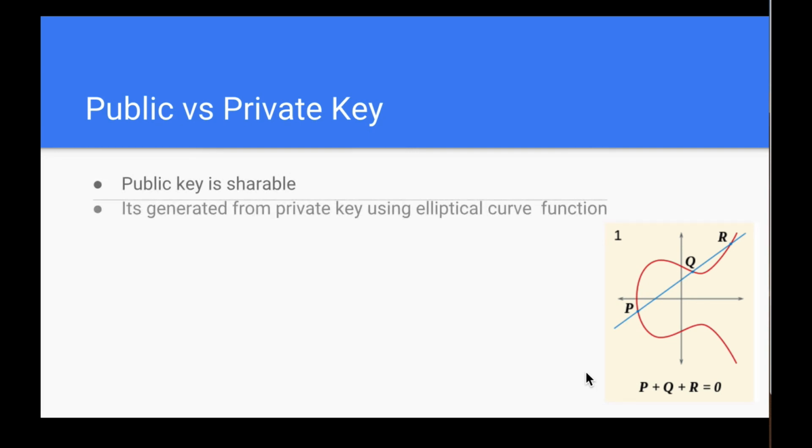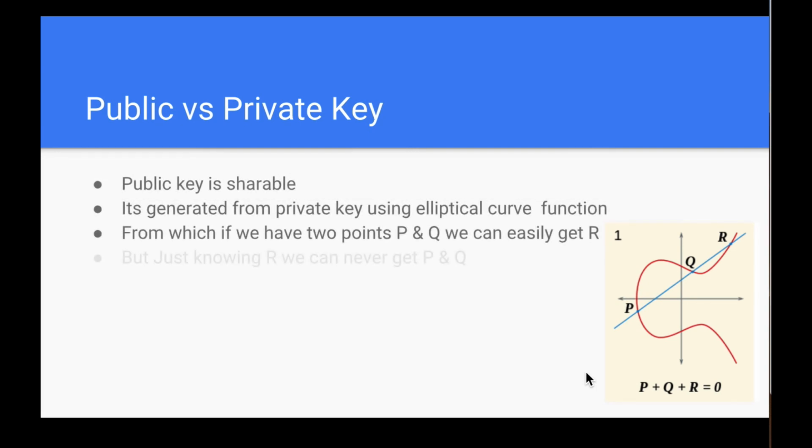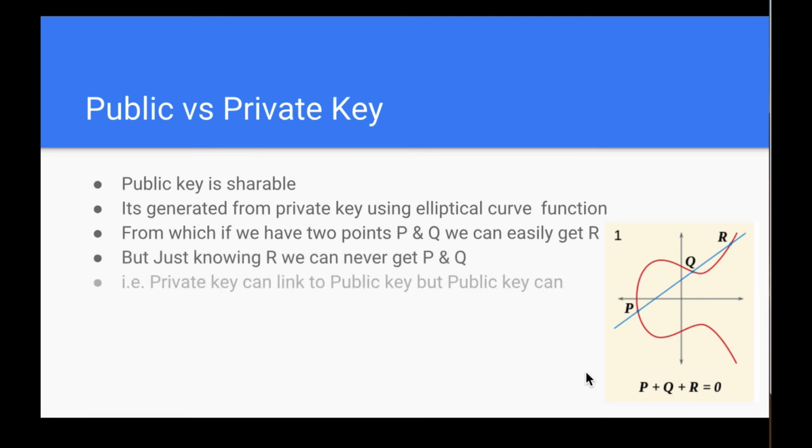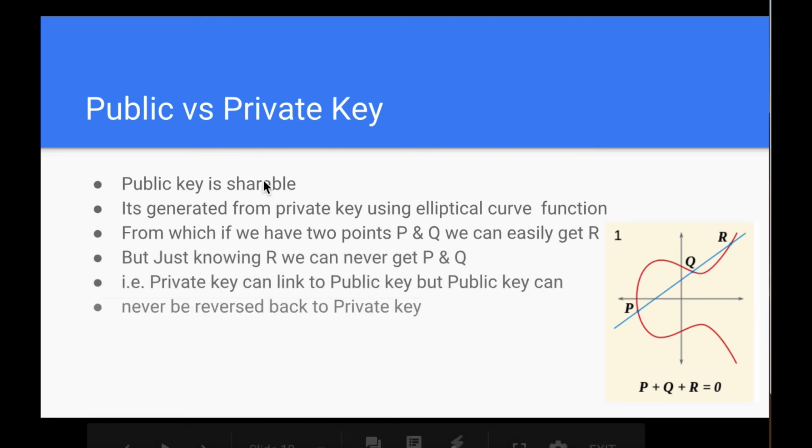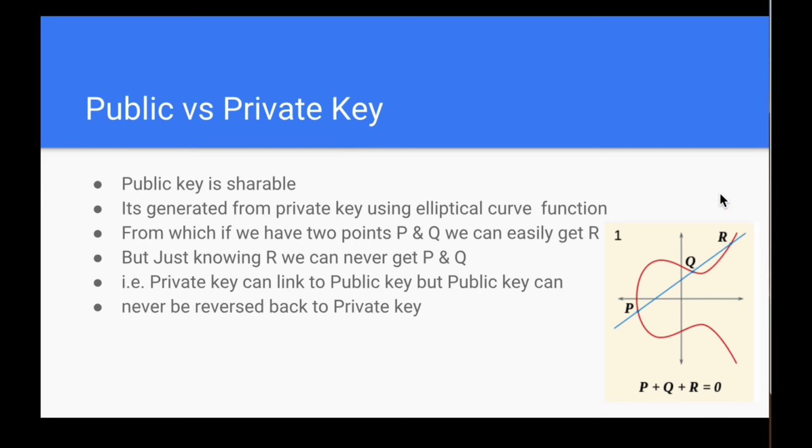So here is something about public key versus private key. How are things public or private? A public key is shareable. It's generated from the private key using an elliptic curve function. On the right-hand side, we can see the elliptic curve function, where if you know the points P and Q, you can draw a line which cuts the curve at point R. So it's easy to draw, right?